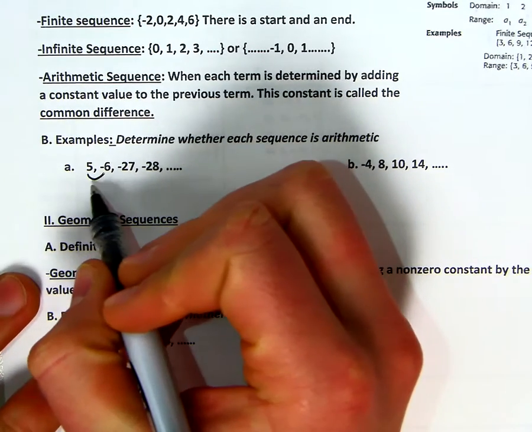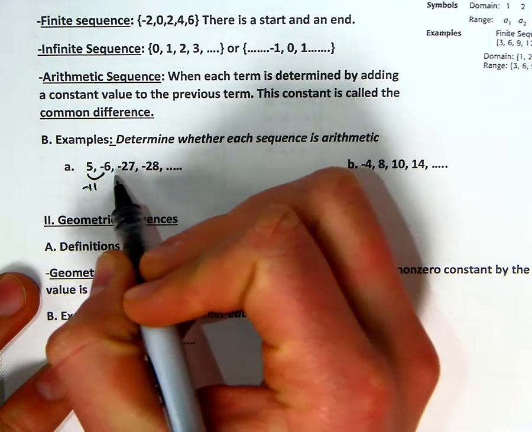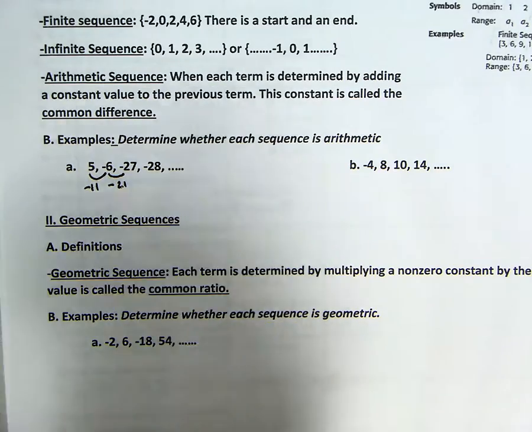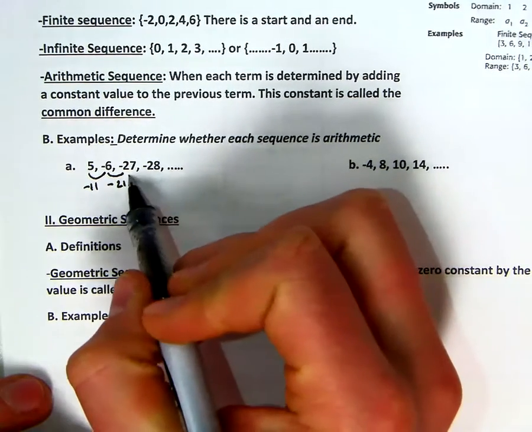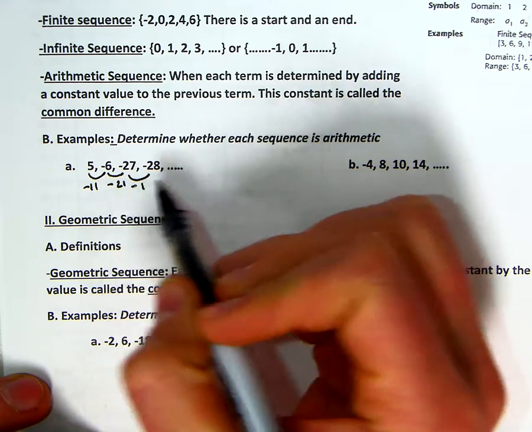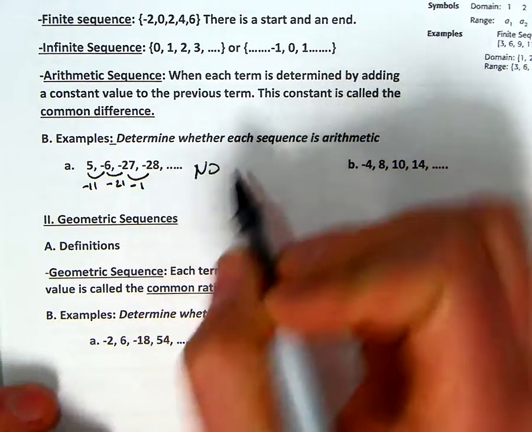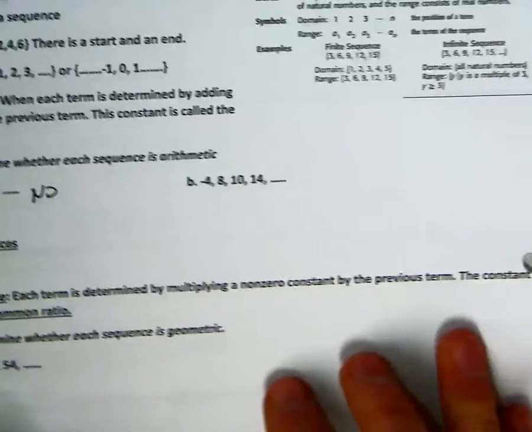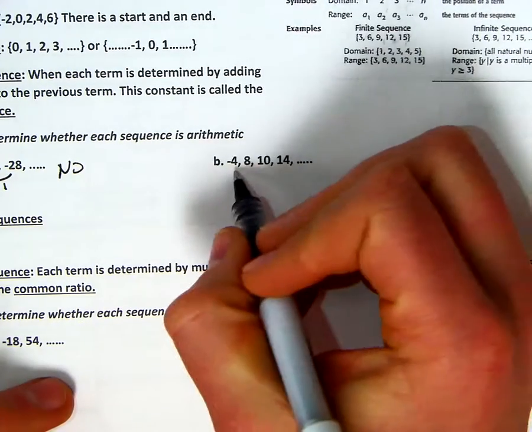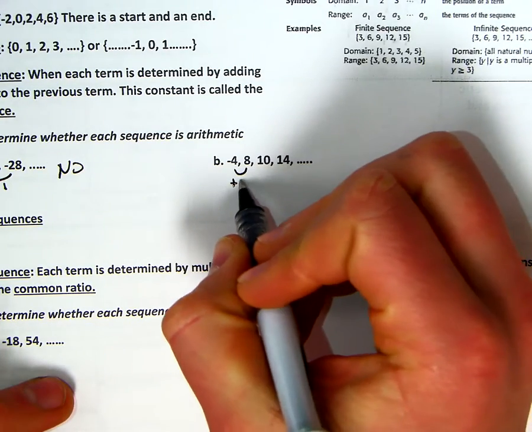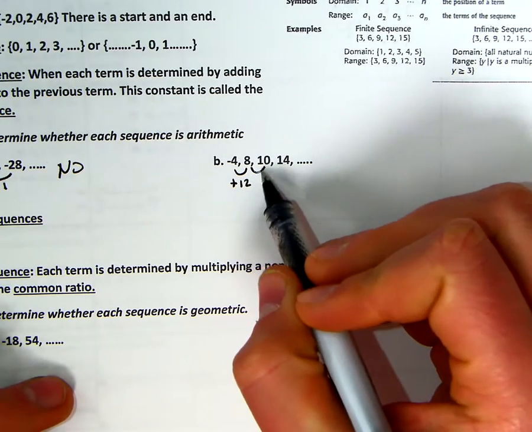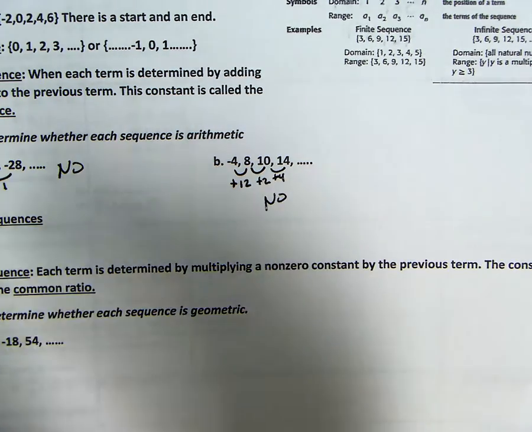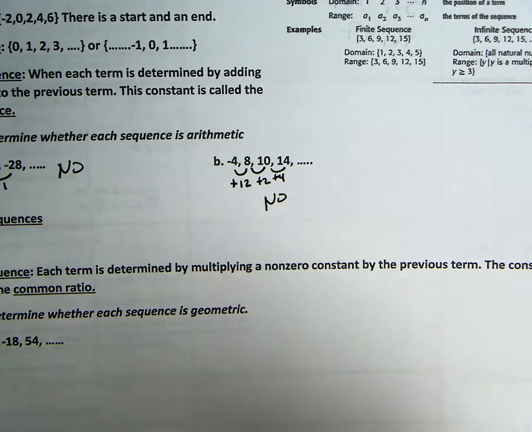So when we go through here, we are subtracting 11. And then here we're subtracting 21 from going from -6 to -27. Well, that doesn't work. And then here it's -1. So this first example is not an arithmetic sequence because there's not a common difference. The second one, we're going up by 12, and then up by 2, and then up by 4. Again, that's not a common difference. So we need something in the sequence that's a common difference.